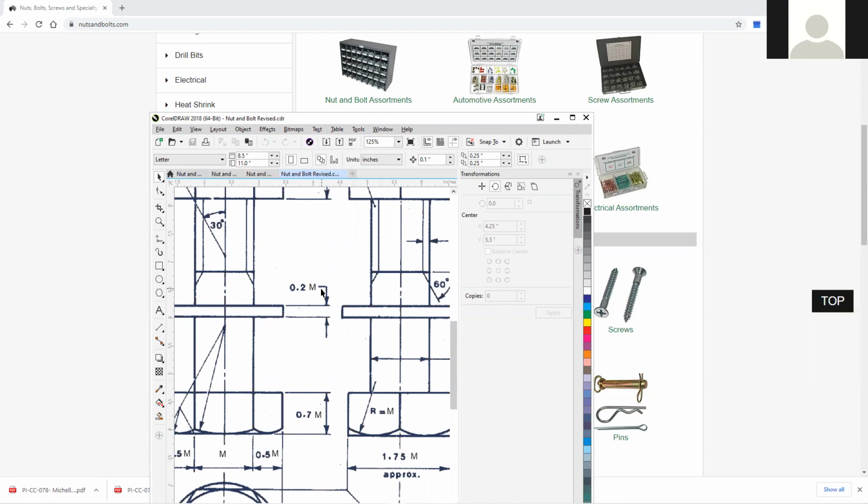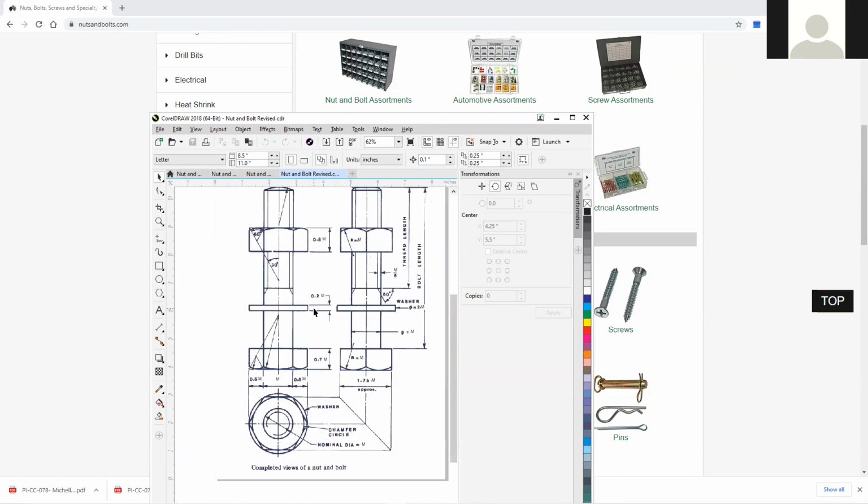Now this washer is 0.2 of the diameter, so in other words, the washer for a 10 would be 2 millimeters. But again, these things are not really arbitrary; this is the formula for it. But if it's smaller or bigger, it's not a problem.